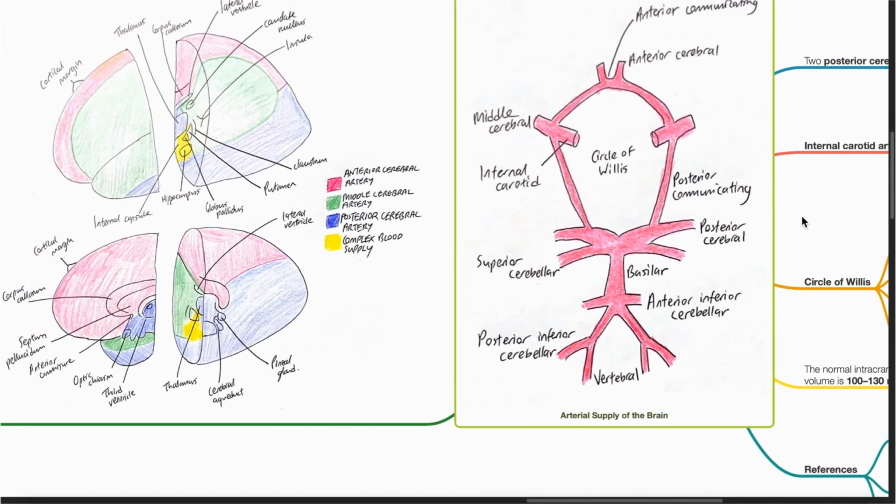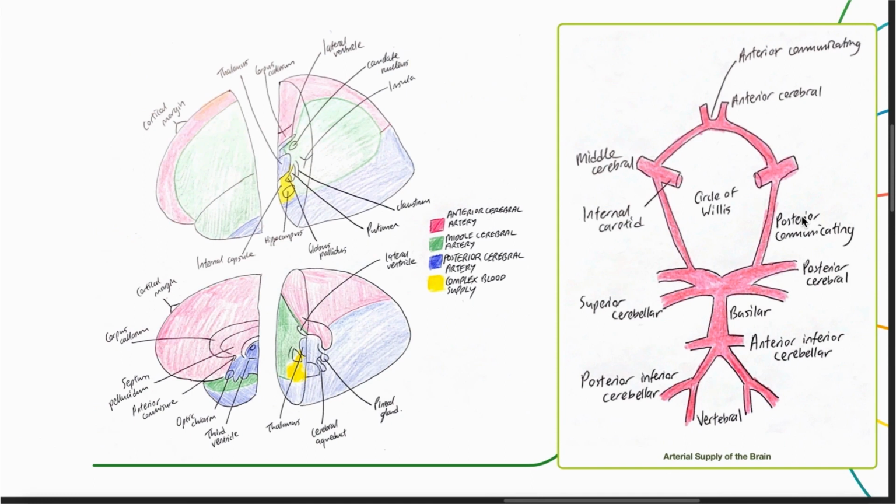The following is a diagram that shows the blood supply of the respective cerebral arteries and their regions.